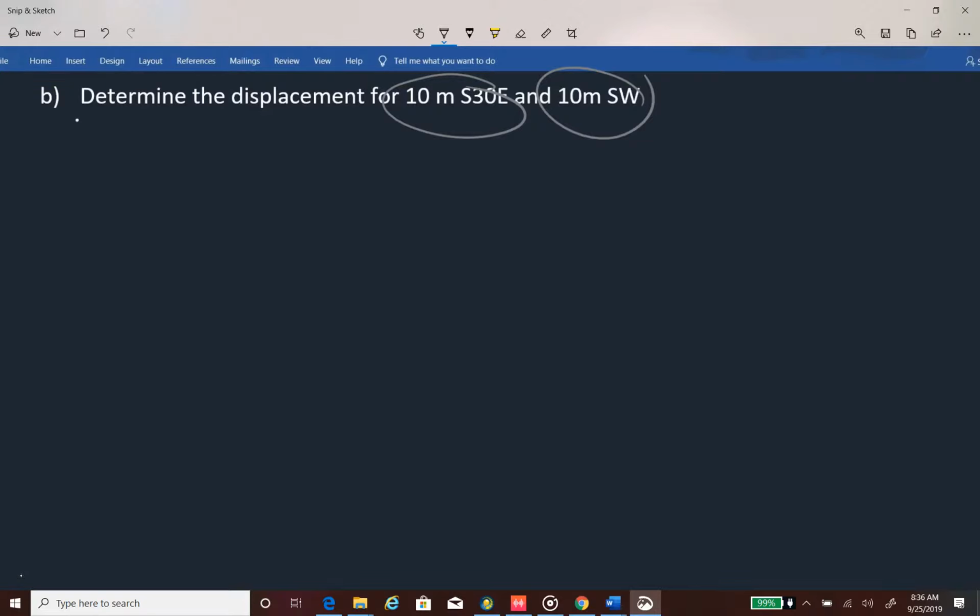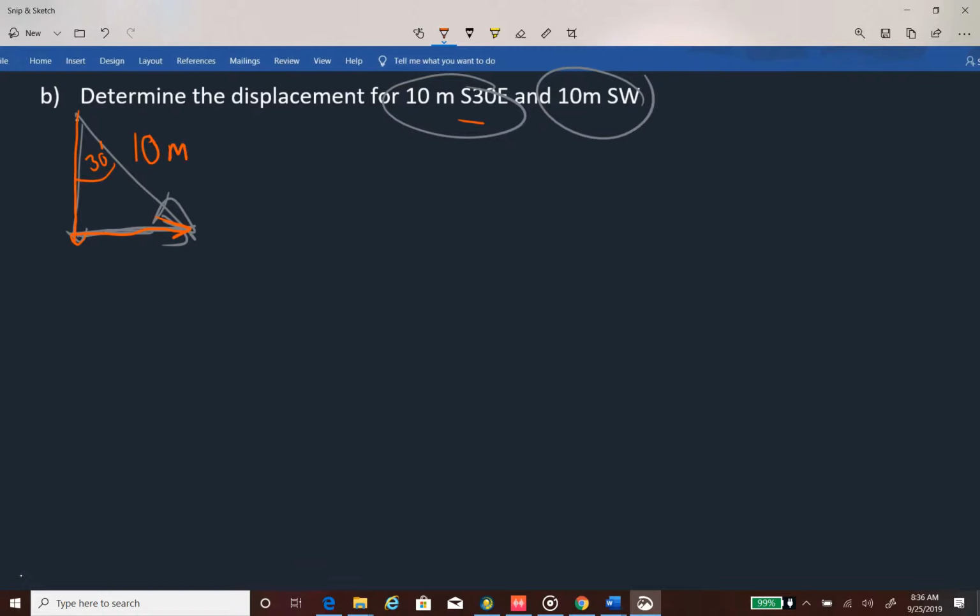Okay, so I'm going to draw it out. So here's south, and then it's east, and the angle between them is 30. So this is how you draw it. It says south, and then east, and the angle between them is 30 degrees. It says the hypotenuse is 10 meters.